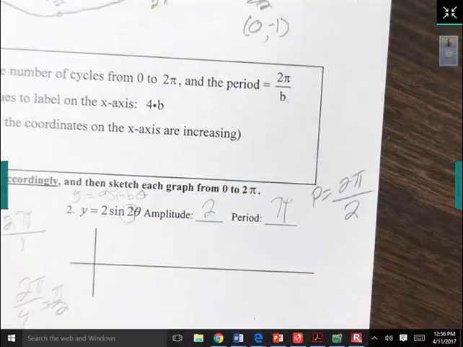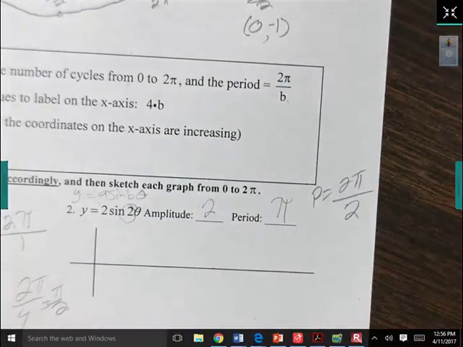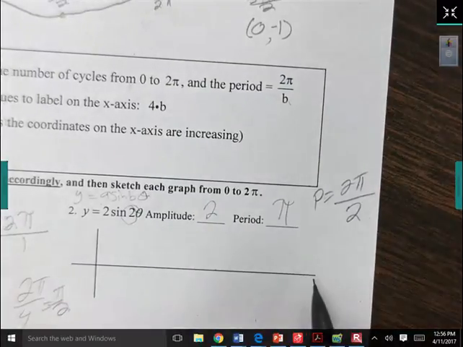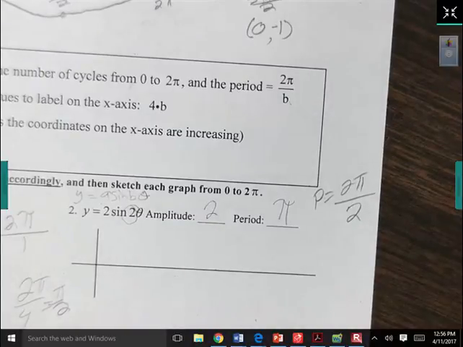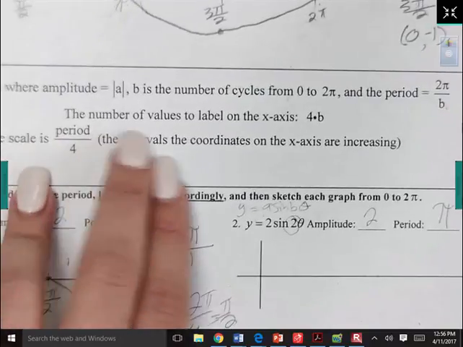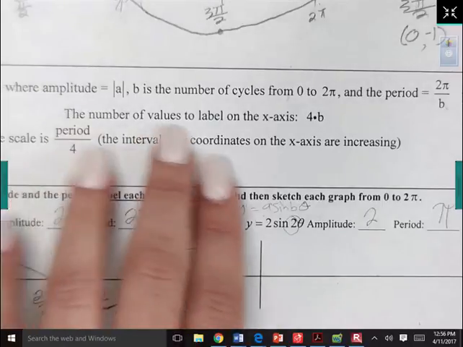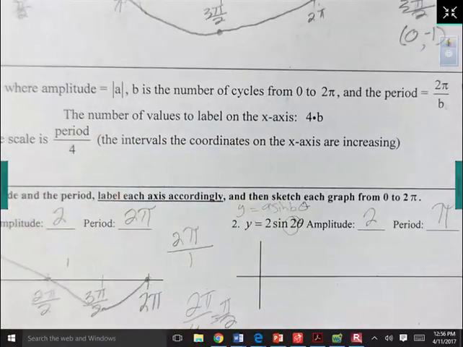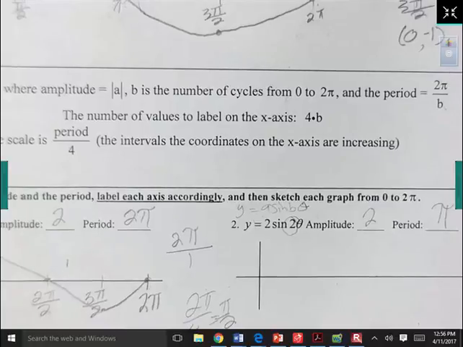Now, the next step we have to take in graphing these is we know that this very end one is going to be 2 pi, right? We don't know how many little hash marks we need to make, how we need to divide this axis. In order for us to determine that, the number of values to label on the x-axis is just equal to 4 times b, okay?